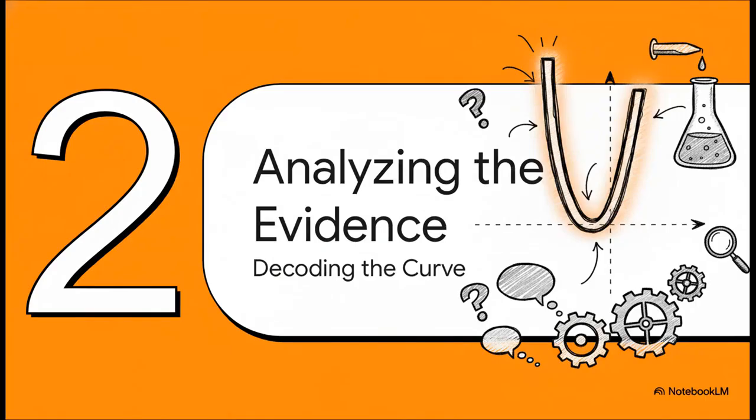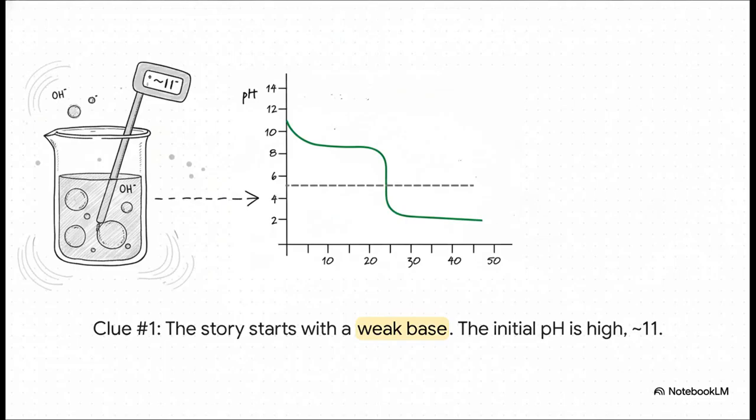Okay, time to analyze the evidence. We're going to break this graph down piece by piece and build a profile of our mystery reaction. Let's figure out what story this curve is telling us. First things first, let's look at the starting line. See over there on the left? The pH kicks off at around 11. Now that's basic for sure, but it's not screamingly basic like a pH of 13 or 14 would be. That's a huge clue right there. It tells us we're almost certainly starting with a weak base in our beaker, not a strong one.